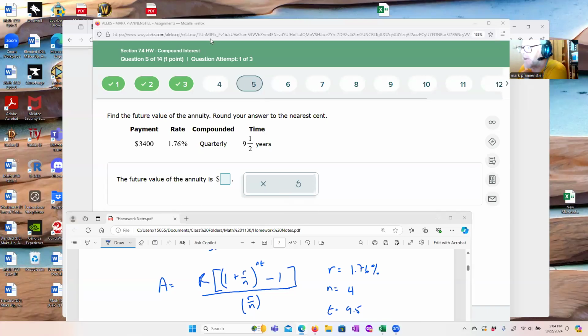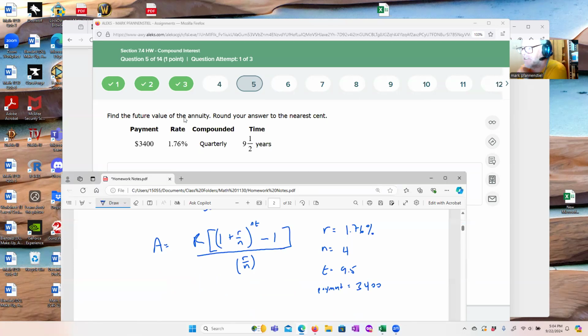We are continuing going through section 7.4, and now we are in the annuity part. It says, figure out the future value of an annuity, round your answer to the nearest cent. We have a payment of $3,400, APR is going to be 1.76%, compounded quarterly, time is 9.5 years.